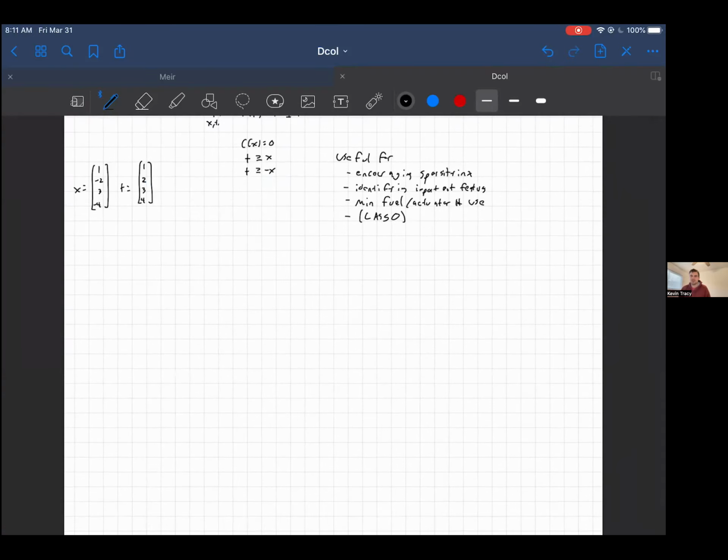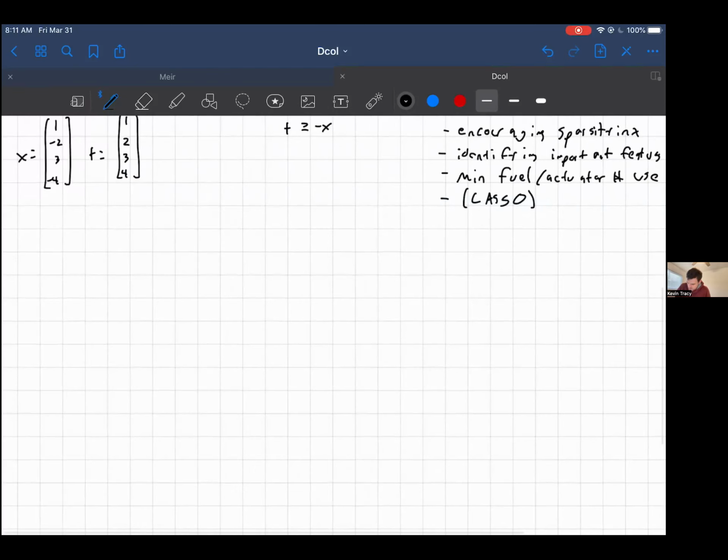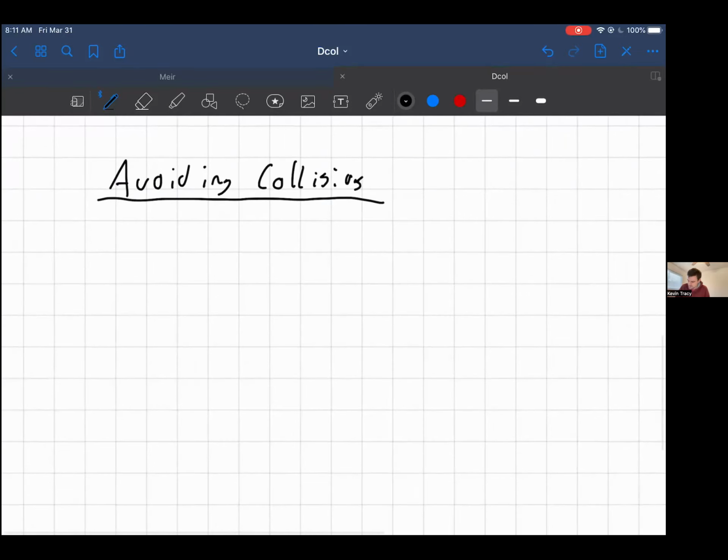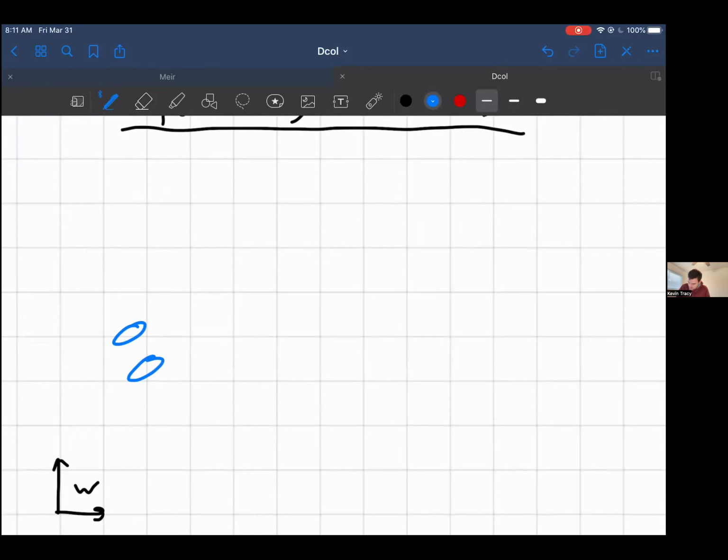So now let's talk about stuff with collisions. Avoiding collisions is obviously a super important part of robotics. And now we're going to take a look at an example case where you might use this. So I have some world frame. And then I'll have a little Roomba, a little differential drive robot. And I'm going to have a few obstacles. And the idea is that I want this Roomba to do this kind of thing.